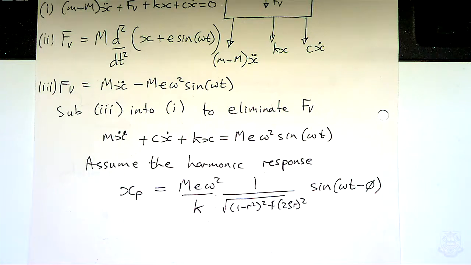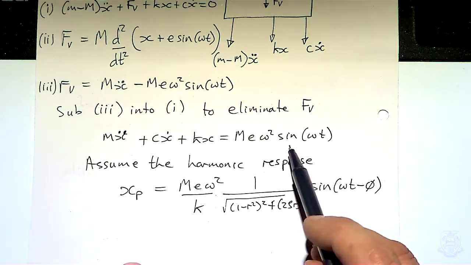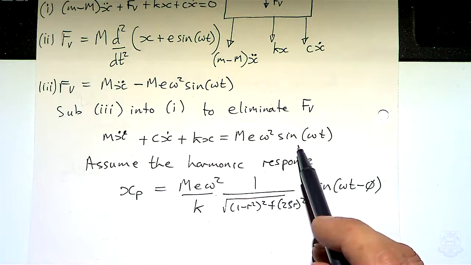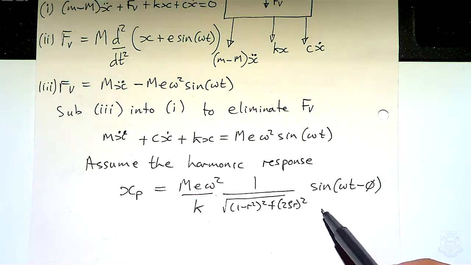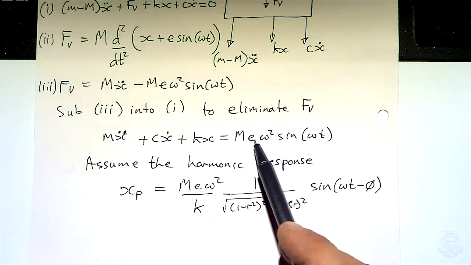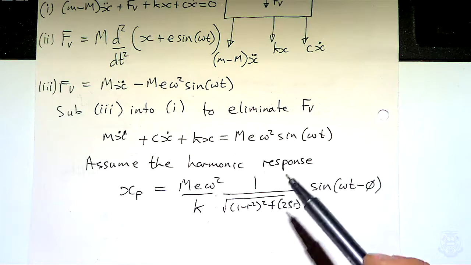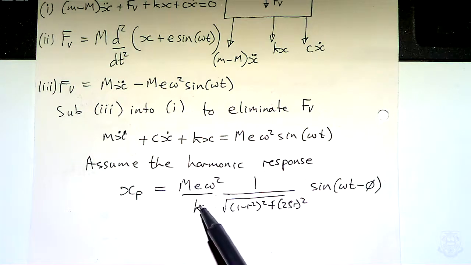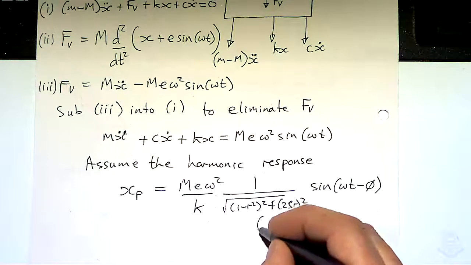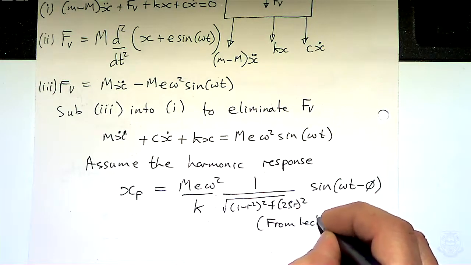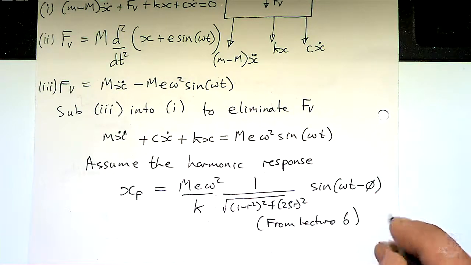Hopefully this is really easy to work out compared to what we did last time, because the only difference is that last time we had cos instead of sine. So now in the solution we have sine instead of cos. That's a direct link. Last time, instead of m e omega squared we had f, and in the solution we had f over k. Now, instead of that f, we've got m e omega squared over k. So you can just look at the previous example and see that this is a direct substitution. But we can put in brackets from lecture 6, just as a reminder of where this comes from.